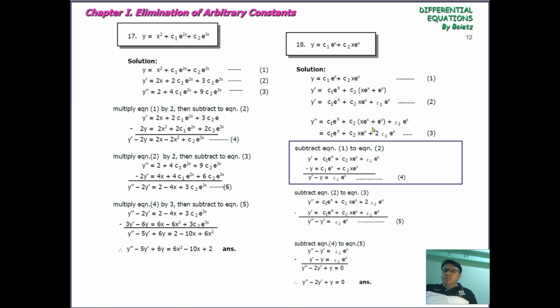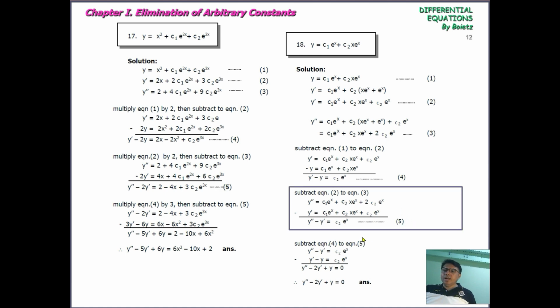Okay. Then, so, equation 1 and equation 2, may eliminate mo yung C1. Okay, sinubtract lang siya. Na-eliminate yung C1, so natira is C2. Then equation 2 and equation 3, you can eliminate also C1 by subtracting 2 to 3. Yun. Then call that equation 4 and equation 5. Then, ang natira na lang, ma-eliminate na rin dito yung C2. Subtract lang. Then, yun ang lalabas. Y double prime minus 2y prime plus y equals 0.